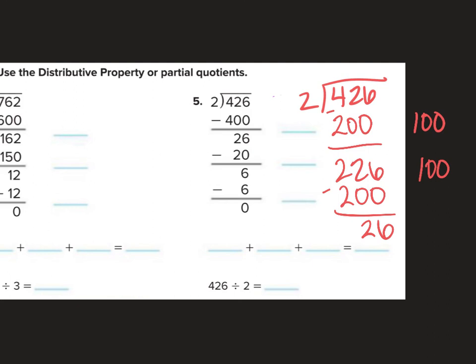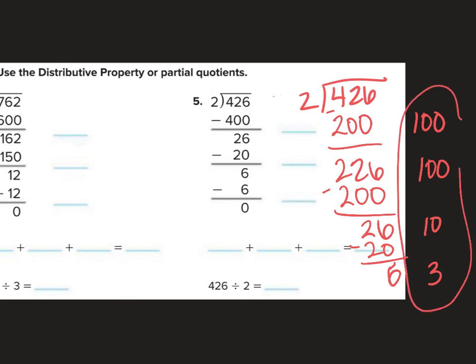26, I'm just going to do 10, because listen, I know 10 twos is 20. 6 left over. Now how many twos go into 6? 3. Now I just add my partial quotients over here. 100 plus 100 is 200. 200 plus 10 is 210. 210 plus 3 is 213. Okay, so this is partial quotients.